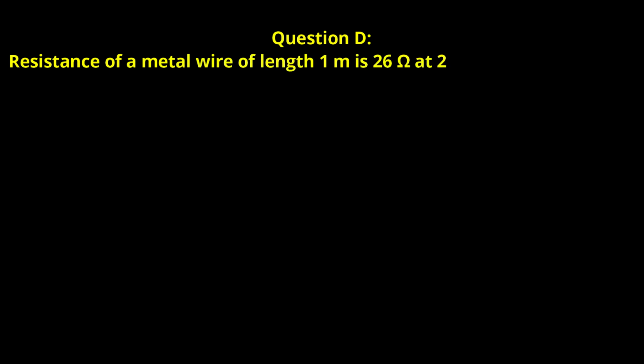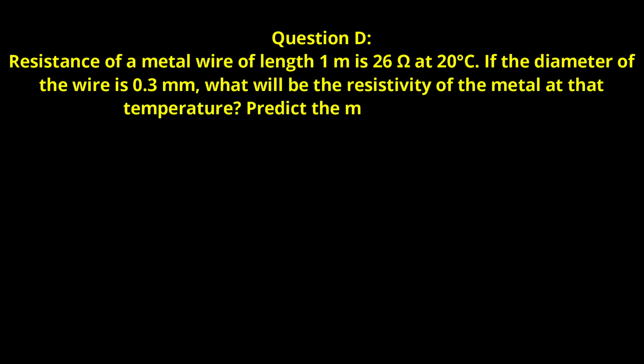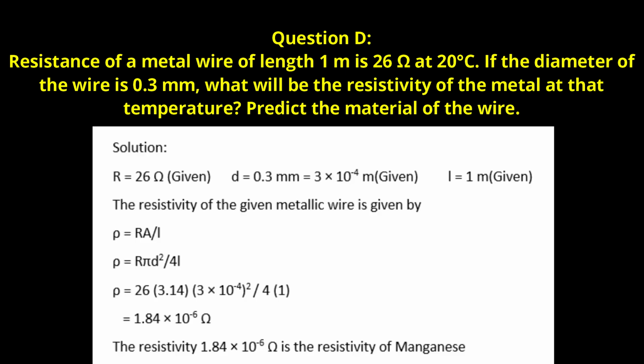Resistance of a metal wire of length 1 meter is 26 ohm at 20 degree Celsius. If the diameter of the wire is 0.3 millimeter, what will be the resistivity of the metal at that temperature? Predict the material of the wire. So here it's simple. R is given, which is 26 ohm. Diameter is 0.3 millimeter. So convert it into meter. So you get 3 into 10 to the power minus 4 meter. And length L is 1 meter.